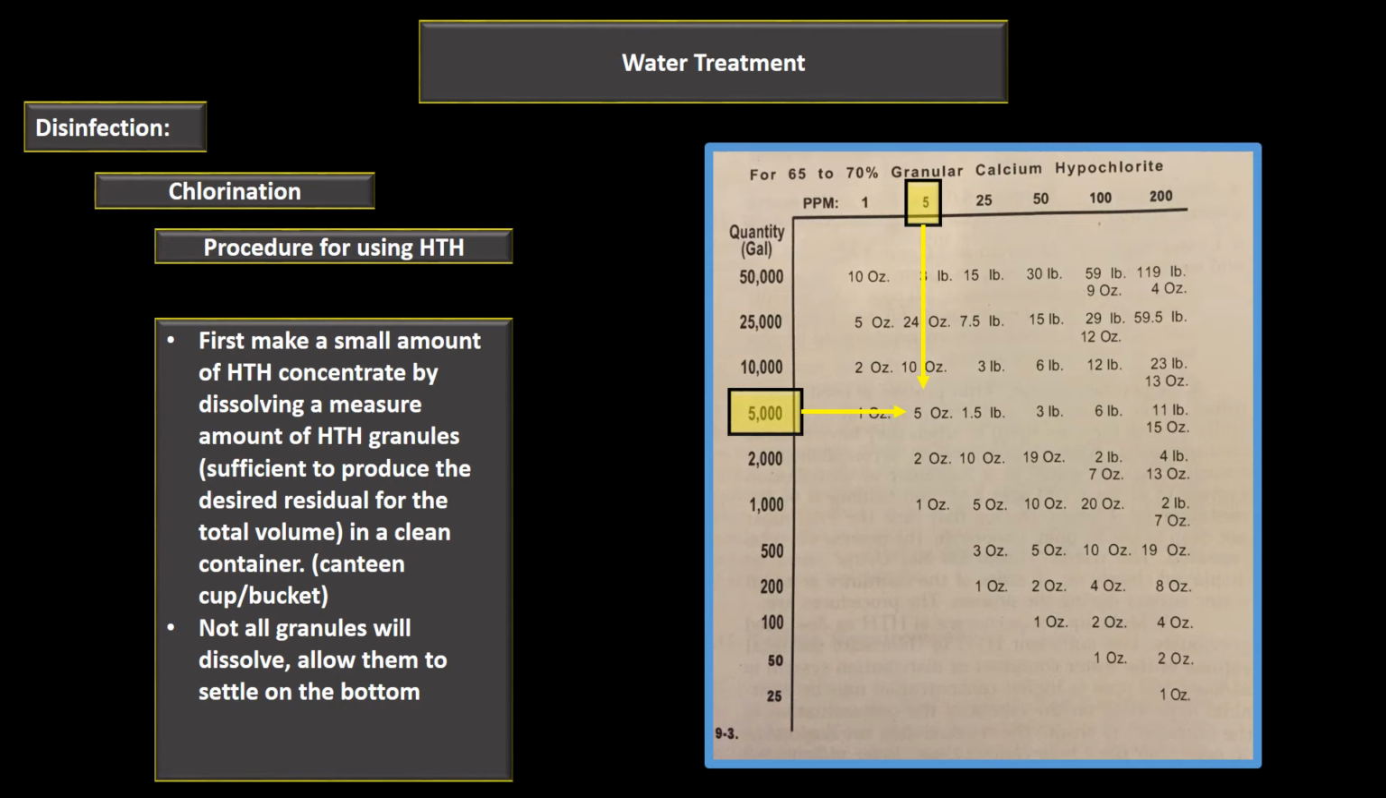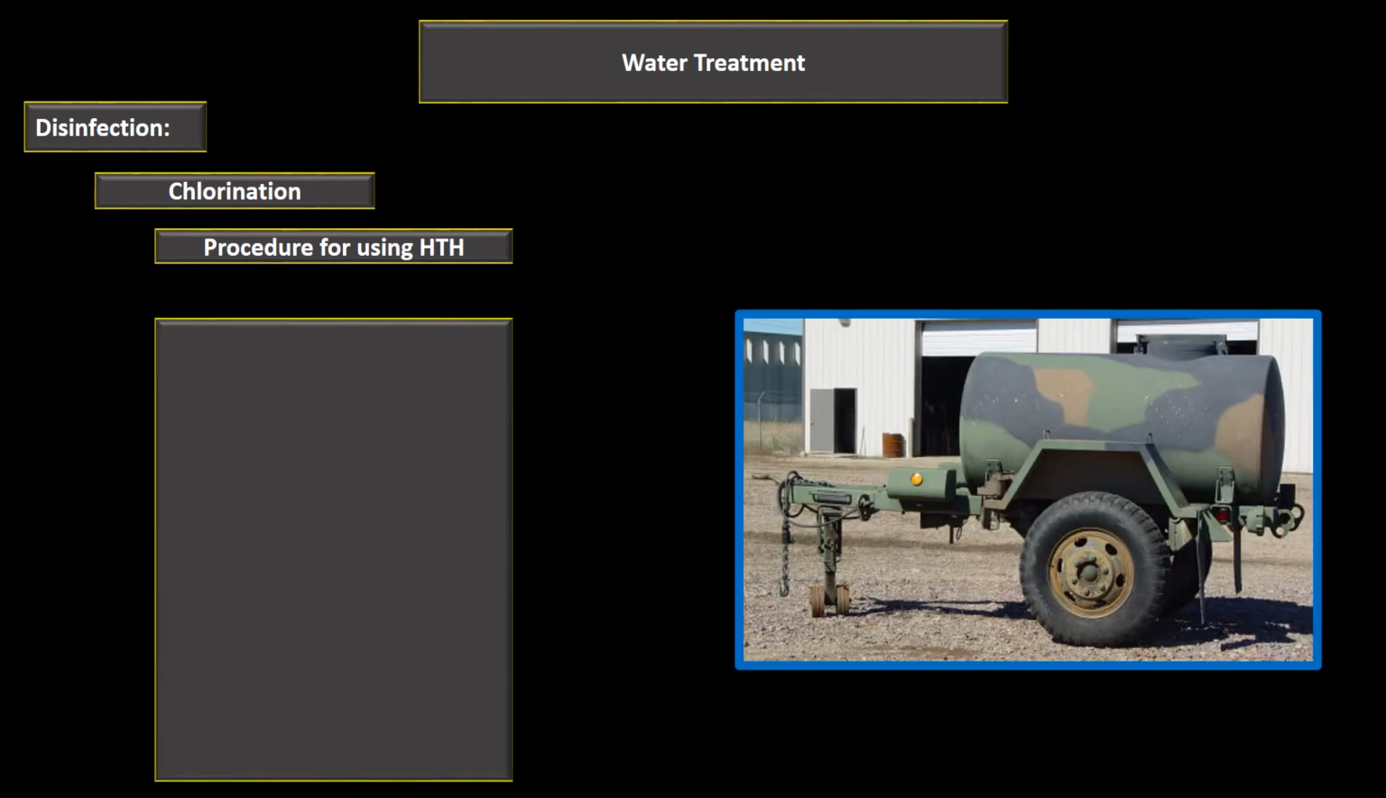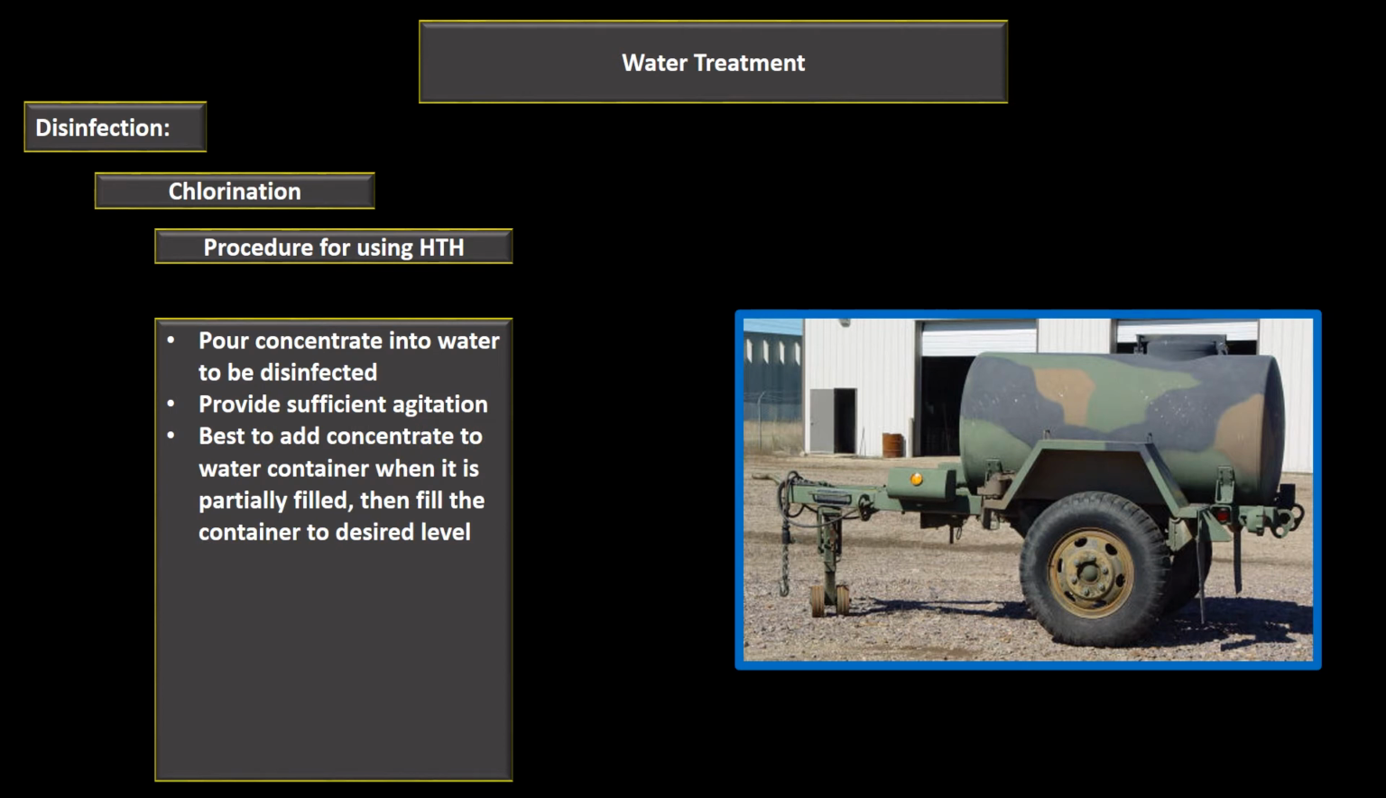So when you make that concentrated amount, right, not all the granules are going to dissolve. Okay, just allow them to settle to the bottom of the container. Because you're only going to add the liquid to the water that you want to disinfect. So after you've got that concentrate and you've let the granules settle to the bottom, you're going to pour that concentrate into the water to be disinfected now. Now you'll pour it into the rest of that 5,000 gallons. Provide sufficient agitation, and the best way to do that, to stir the water around, is to add that concentrate when your water container is only partially filled up, and then you fill the container the rest of the way after that.